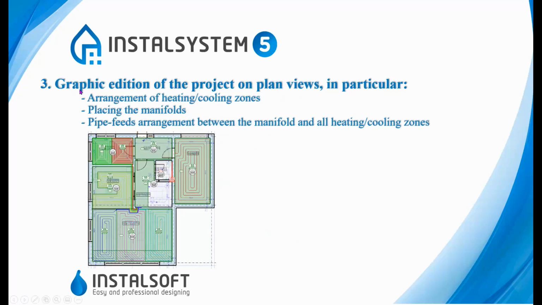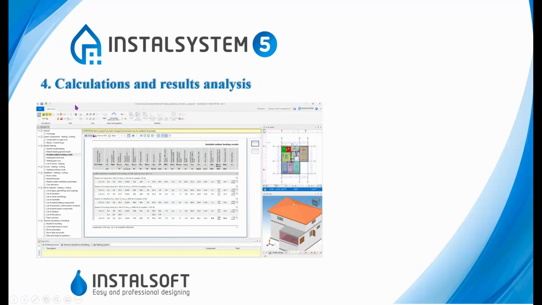Next stage is graphical edition of the project, and usually we need to indicate heating cooling zones. Next, we need to put somewhere the manifolds and connect the manifolds with the heating zones using the pipe fits. When it's done, we can go to calculations, and after the first calculations, we can check the results.